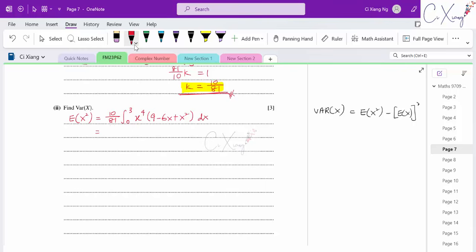Okay, then continue with the integration. Multiply the x power 4 inside first before you integrate it. Okay, after the integration, what should you get? After the integration, you should get 9 over 5 x power 5, and then x power 6 for the second term, 1 over 7 x power 7 for the last term here. Substitute in the value for 3 and also 0.